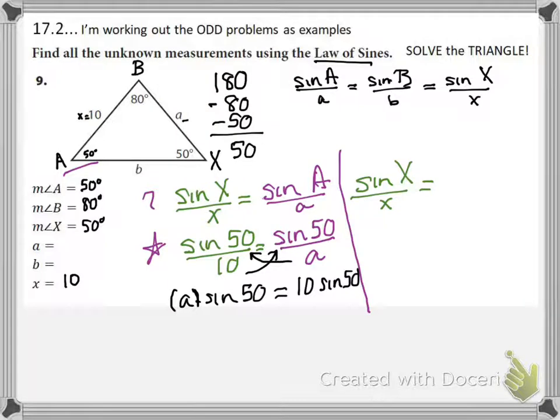I need to get rid of the sine 50 so I can get the A by itself. Let's divide sine 50 on both sides. This is an unusual situation because all I have is A equals 10. Do you know why that happened that way? Why that worked out so nicely?